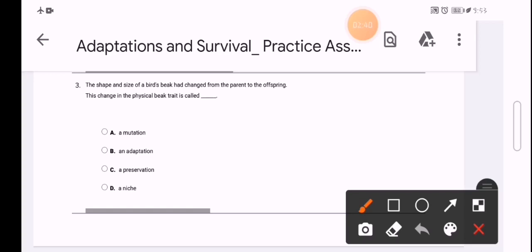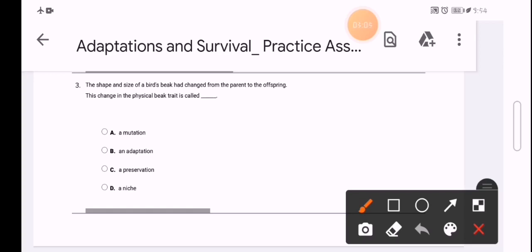Don't forget that we have 2 types of adaptation. We have structural adaptation or physical. Don't forget that physical and structural are similar to each other, and we have behavioral, okay? So now, because the change here in the structure of the living organism, so we can say that we have structural adaptation or physical adaptation.